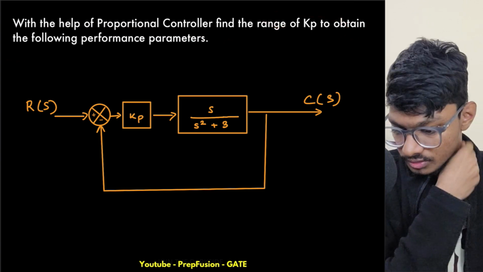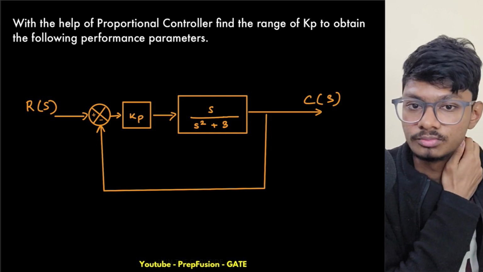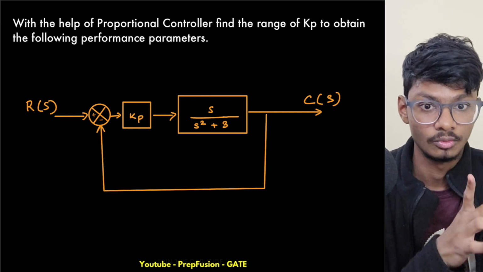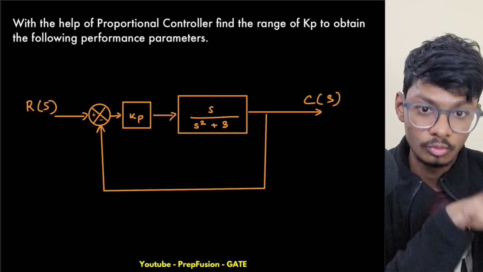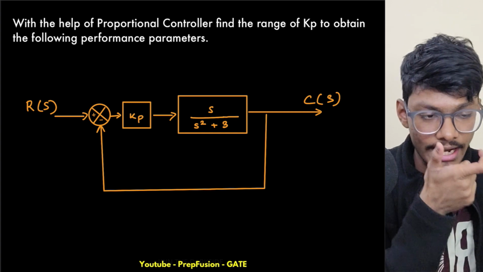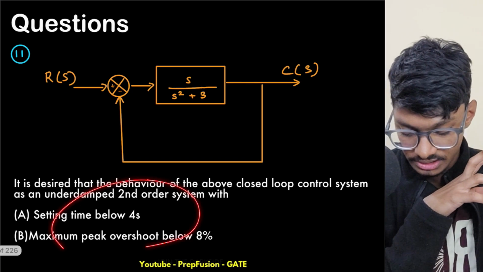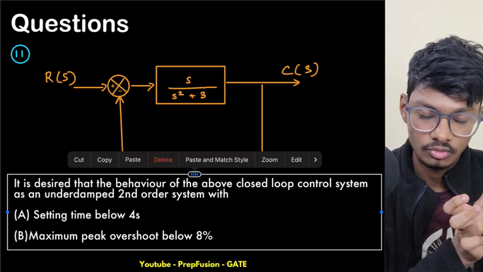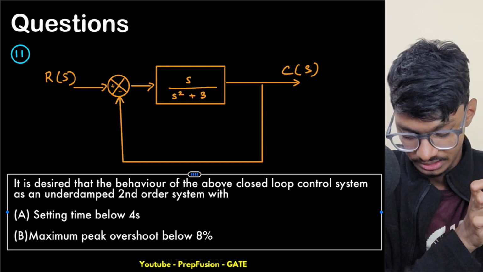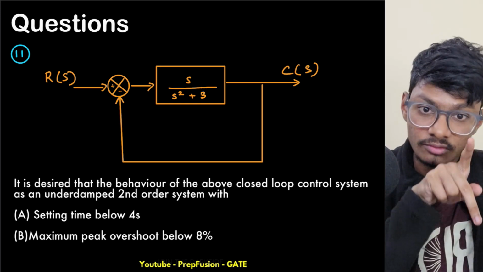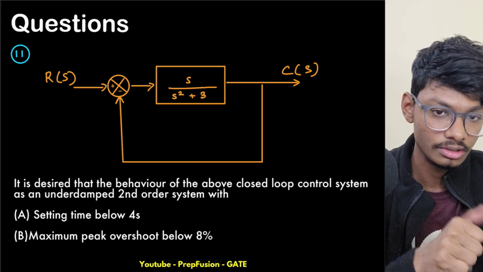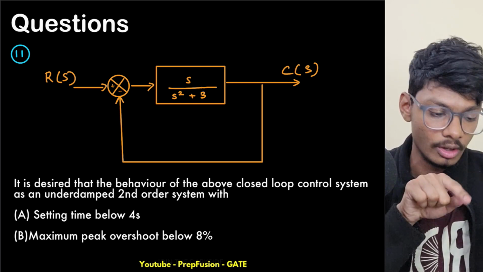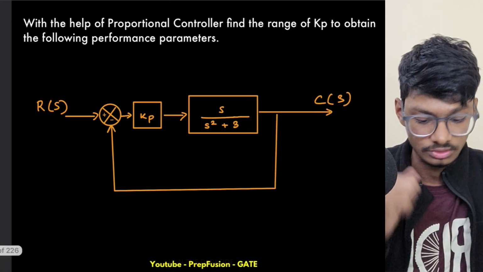Now you might say, sir, you told us that with a proportional controller we won't be able to change the pole locations. Yes, but if the pole locations are within the root locus and satisfy our conditions, then obviously we can change the settling time and the maximum peak overshoot with the proportional controller. I told you, with a proportional controller we can only vary our closed loop pole locations within the root locus. That is what we will use.